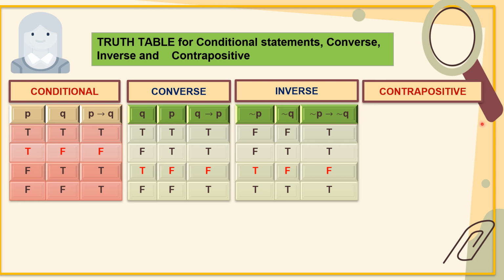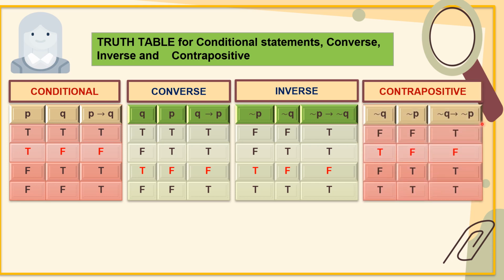Okay, next, for the contrapositive, not Q implies not P. Okay, mauuna naman po rito si Q, pero naka-negate na siya. Susundan ni P na naka-negate na din. So, not Q, not P. Okay, yung value ng not Q natin, tignan lang natin sa inverse. Kukopyain lang natin. So, false, false. True, true. False, false. True, true.